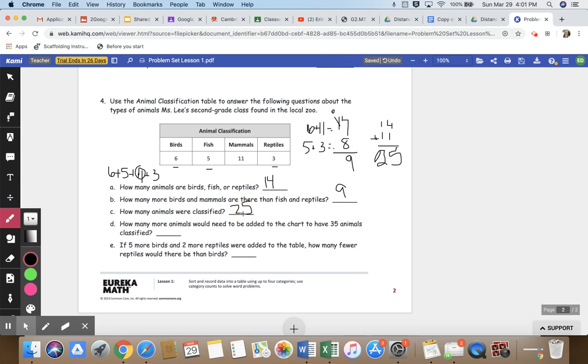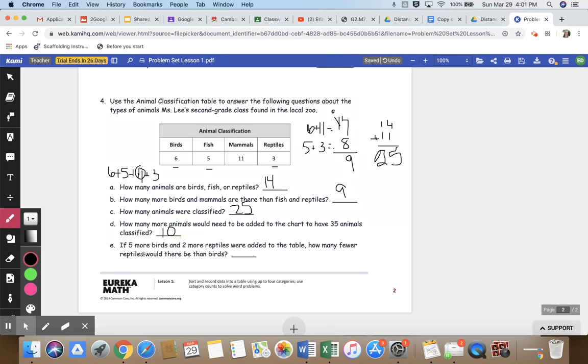Okay, and letter D says, how many more animals would need to be added to the chart to have 35 animals classified? Well, if we have 25 and we want to get to 35, we could just count by tens and say 10 more would give us 35.